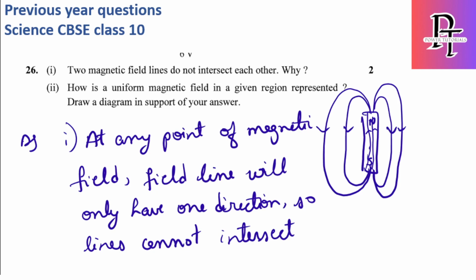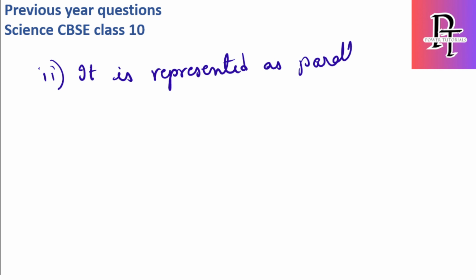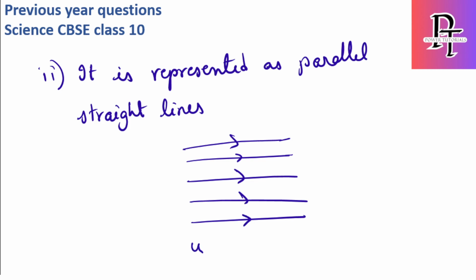Okay, B part: how is a uniform magnetic field in a given region represented? Draw a diagram to support your answer. So it is represented in straight lines. It is represented as parallel straight lines. So it is like this. This is a diagram for a uniform magnetic field.